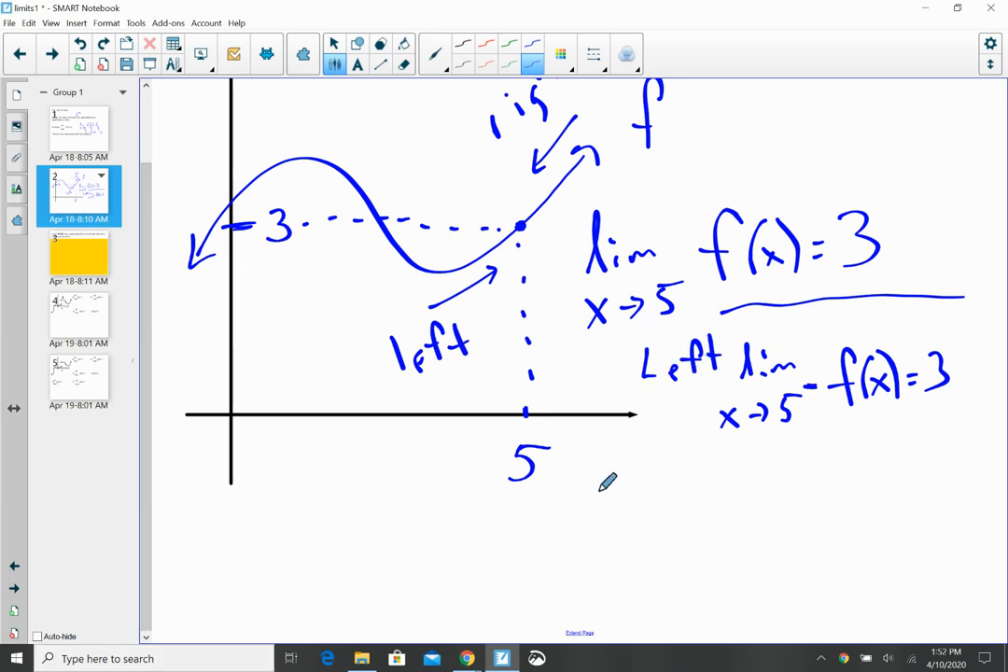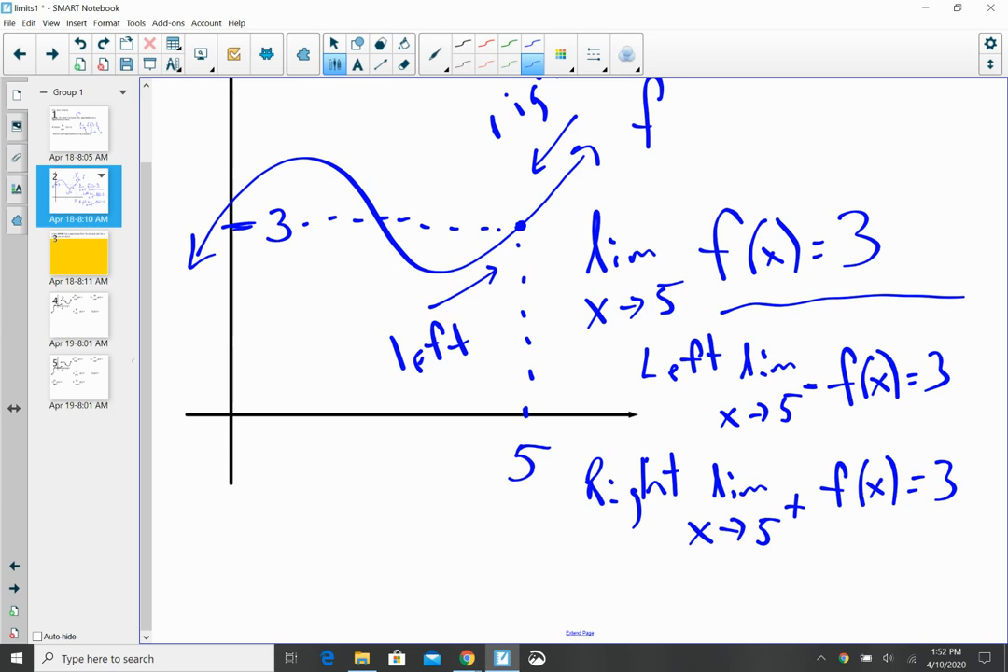Now, as I was talking about from the right, because you can come from the other side, if I'm talking about the right, instead of using a little minus sign where an exponent would go, I'll use a plus sign right there. And as I approach from the right, I'm approaching the same value, 3.